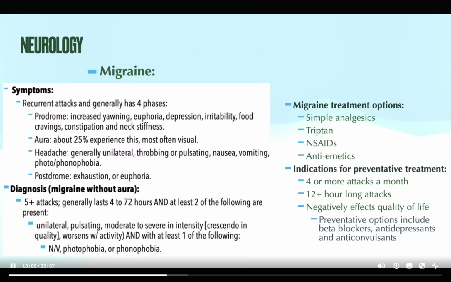About 25% of people with migraines experience an aura. An aura can present with positive or negative symptoms. Typical positive symptoms include visualizations, so bright lines, shapes, objects; auditory symptoms, so tinnitus; sensory symptoms, so paresthesias; and motor symptoms even, so sometimes these jerky movements.